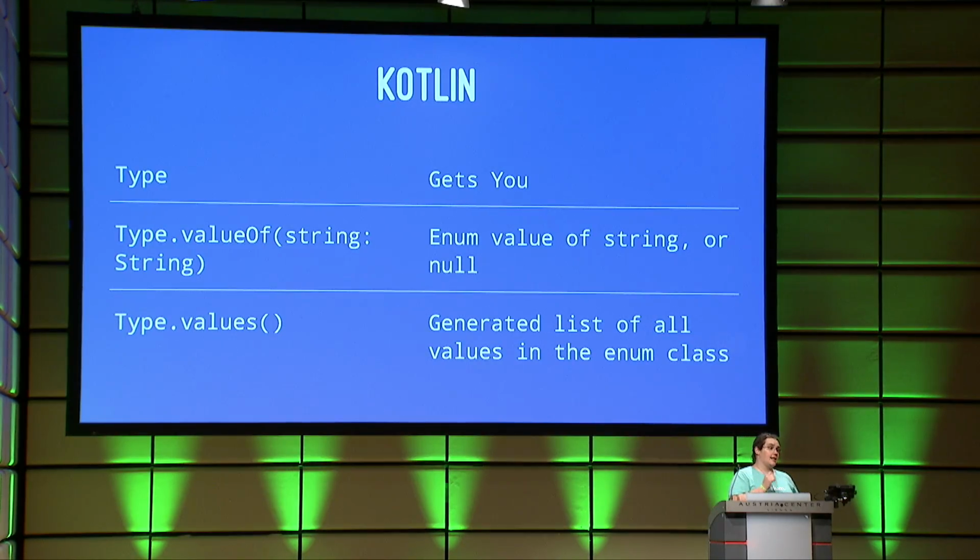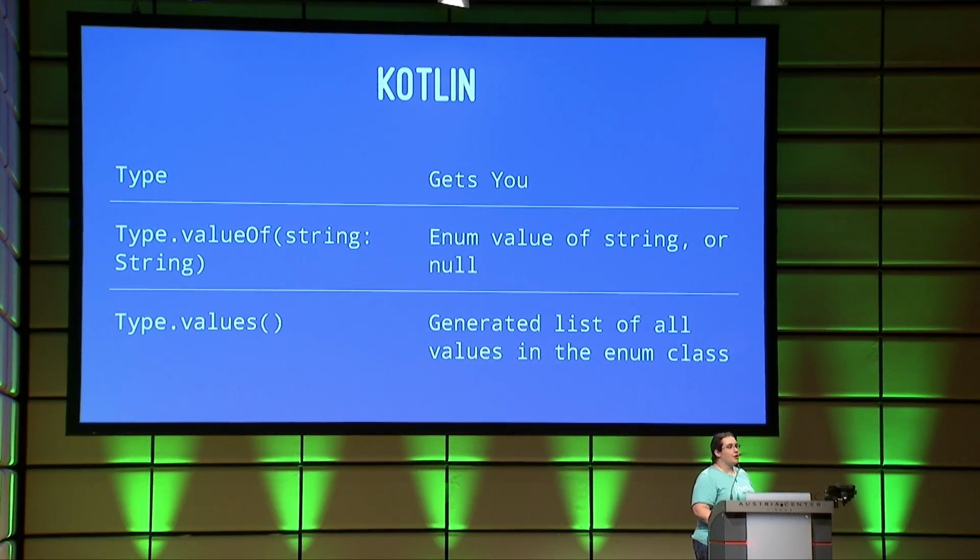Again, this is case sensitive, so it has to be exactly matching the name of the enum value. And then type.values actually gets you back a generated list of all of the values in an enum class, which you'll see in a little bit why that can be really, really helpful.